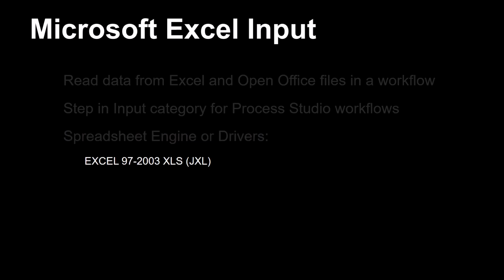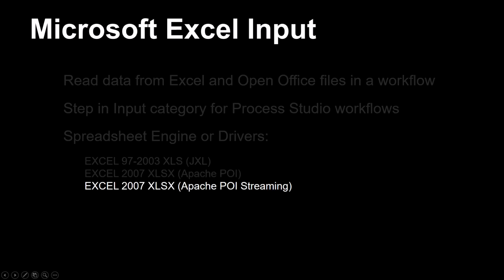You can select from the Excel 97 to 2003 XLS driver, or the Excel 2007 XLSX Apache POI driver for newer versions of Excel. Apache POI Toolkit API provides Java libraries for reading and writing Microsoft Excel files. The Apache POI Streaming API has better performance and uses less heap memory compared to the Apache POI. The Apache POI provides stream-based processing that is suitable for large files and requires less memory. Apache POI is able to handle both the XLS and XLSX formats for spreadsheets.